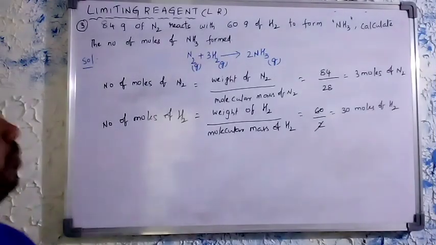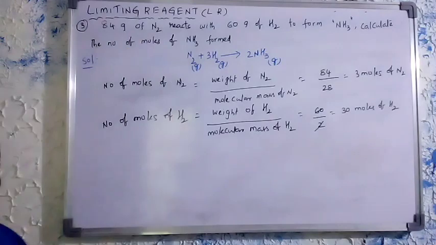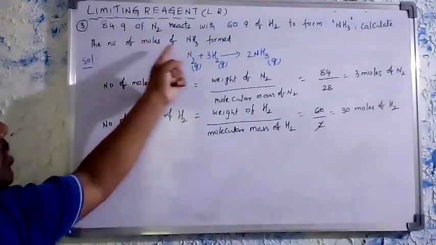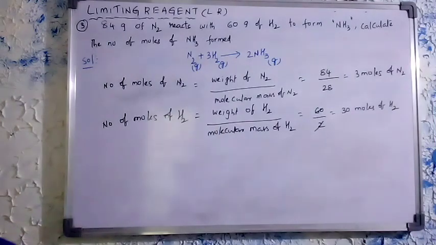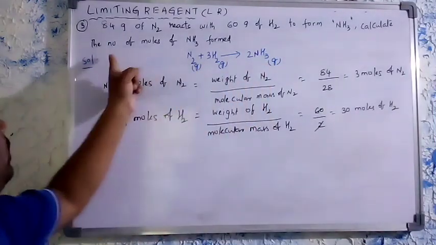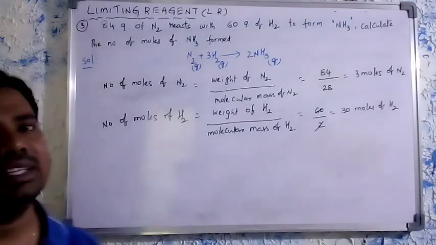Problem number 3. 84 grams of nitrogen gas reacts with 60 grams of hydrogen gas to form ammonia as a product. Calculate the number of moles of ammonia formed.